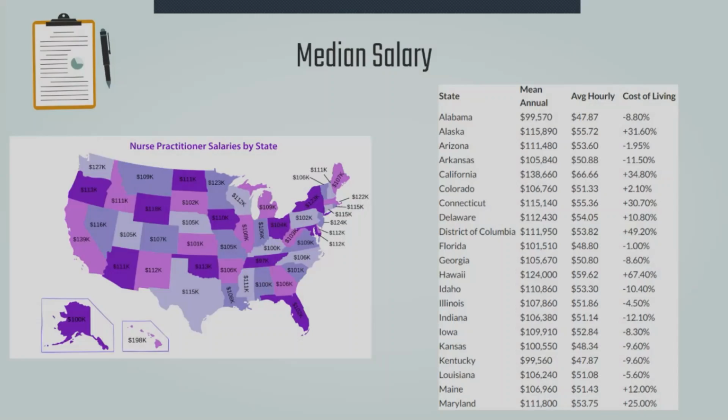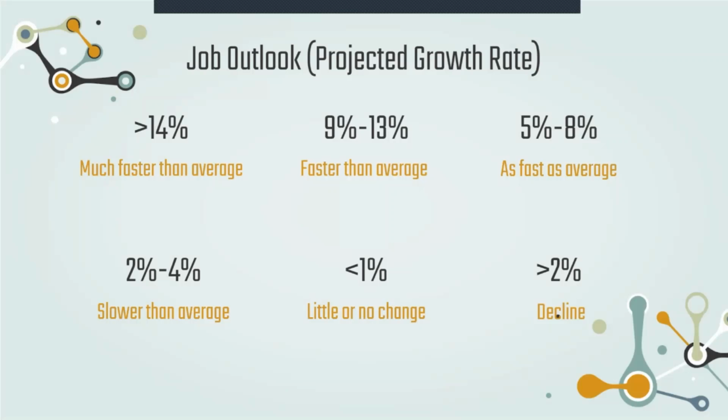And then job outlook. This is what it means. Over 14% is much faster than average. 9 to 13 is faster than average. 5 to 8 is as fast as average. 2 to 4 is slower than average. Less than 1% is little or no change. And over 2% is decline.